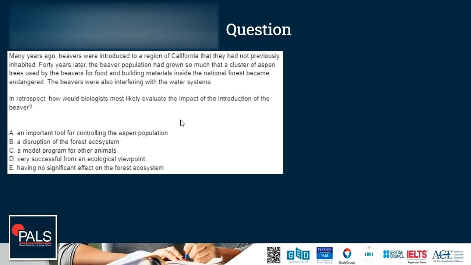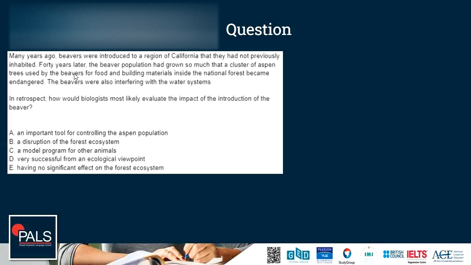A. An important tool for controlling the aspen population. B. A disruption to the forest ecosystem. C. A model program for other animals. D. A very successful from an ecological viewpoint, having no significant effect on the forest ecosystem. So the correct answer here is B, a disruption of the forest ecosystem.